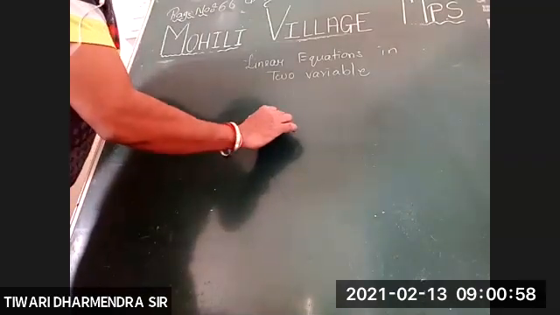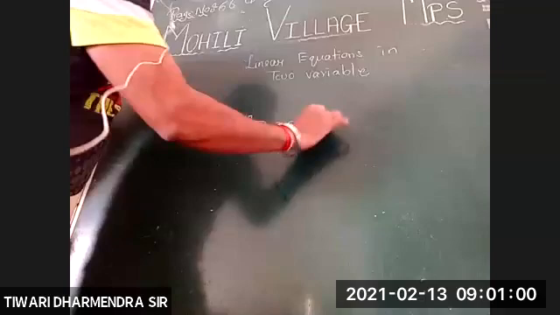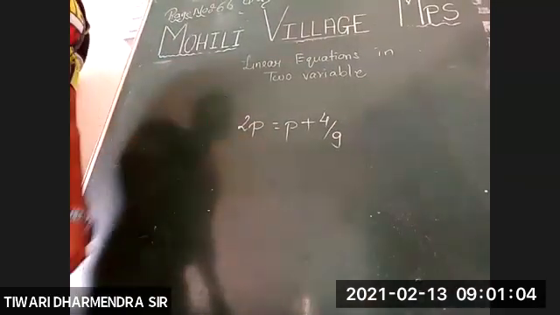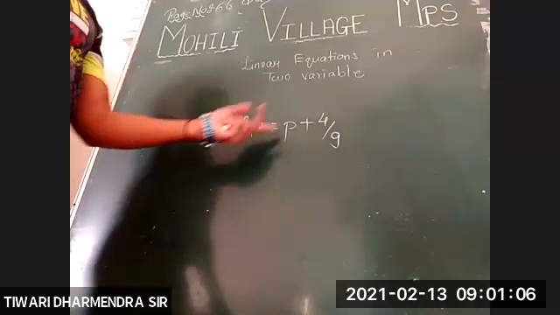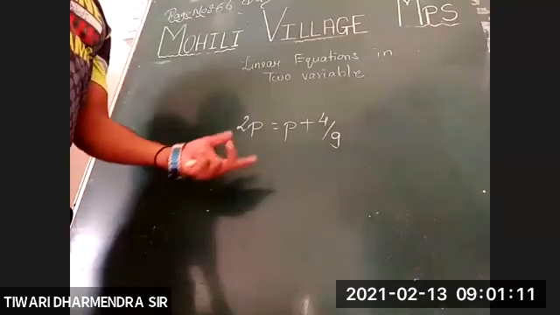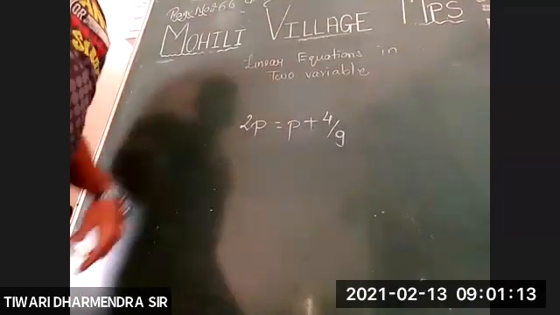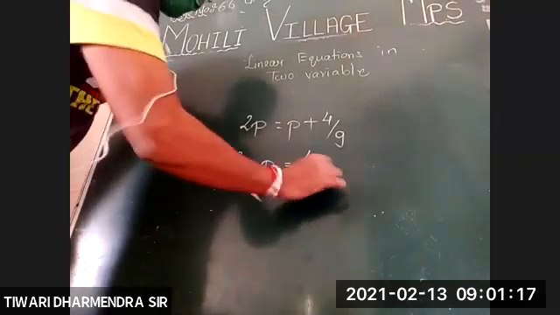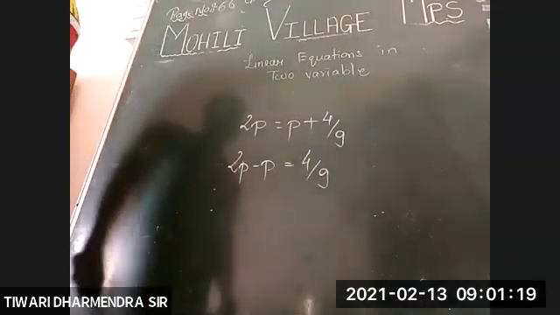2p is equal to p plus 4 by 9. So what we need to do in this case: here we are having 2p and here we are having p on the right hand side. So what you do is just take this p on the left hand side. So it will take the form 2p minus p, and 4 by 9 remains as it is.